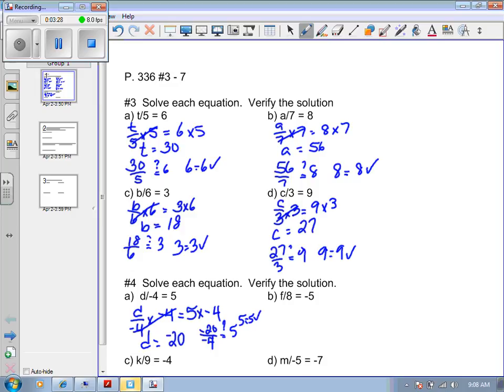Next one, we're dividing by 8, so the opposite would be to multiply both sides by 8. These 8's cancel out. F is then equal to negative 5 times 8, which gives us negative 40. Go back to the original. Negative 40 divided by 8, is that equal to negative 5? A negative divided by a positive gives us a negative, so our answer is negative 5 equals negative 5, and the answer is correct.